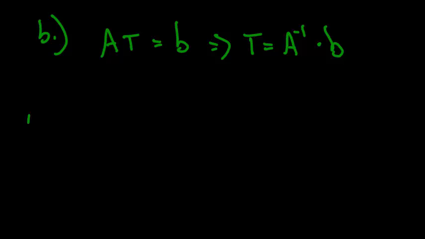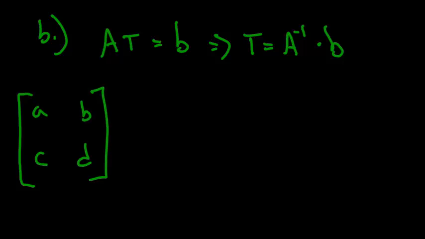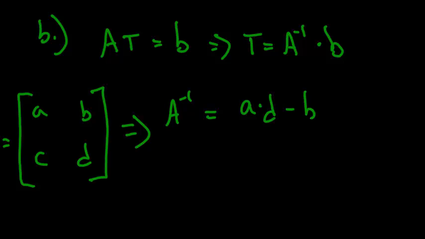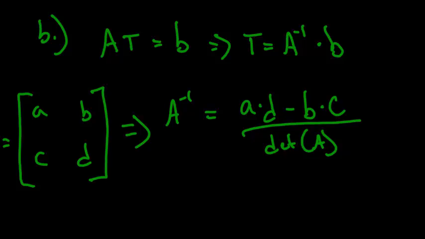The inverse of A is found first by finding the determinant, and then subtracting or multiplying A and D. So if we have a general matrix, we'll call this element A, this element B, this element C, this element D. Then, and this is matrix A, then A inverse is equal to A times D, D not B, A times D minus B times C over the determinant of A. So we'll find the determinant, and then we'll solve for the inverse matrix.